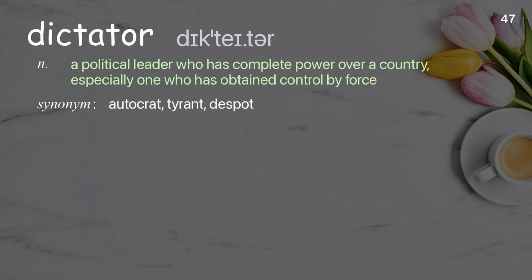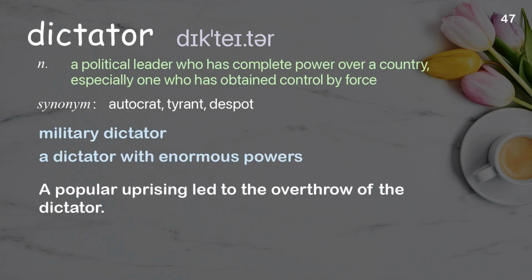Dictator: a political leader who has complete power over a country, especially one who has obtained control by force. Examples: Military dictator, a dictator with enormous powers. A popular uprising led to the overthrow of the dictator.